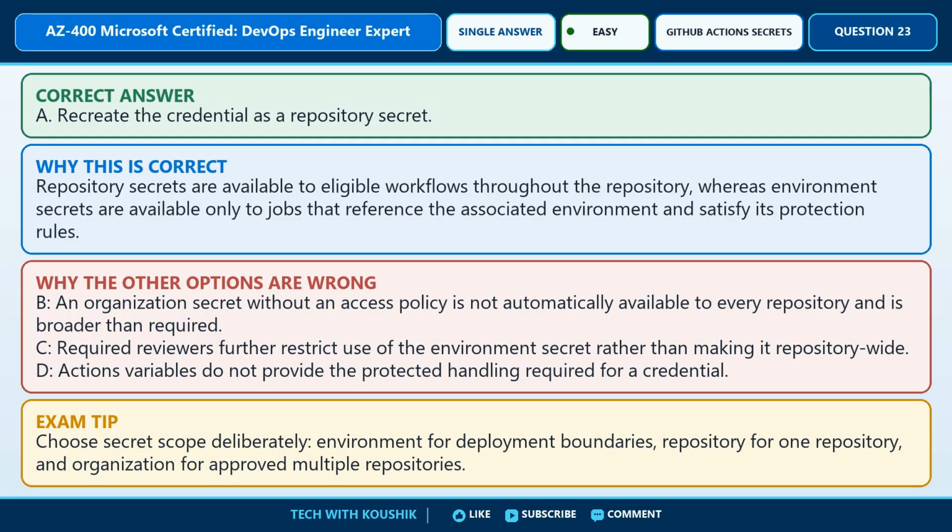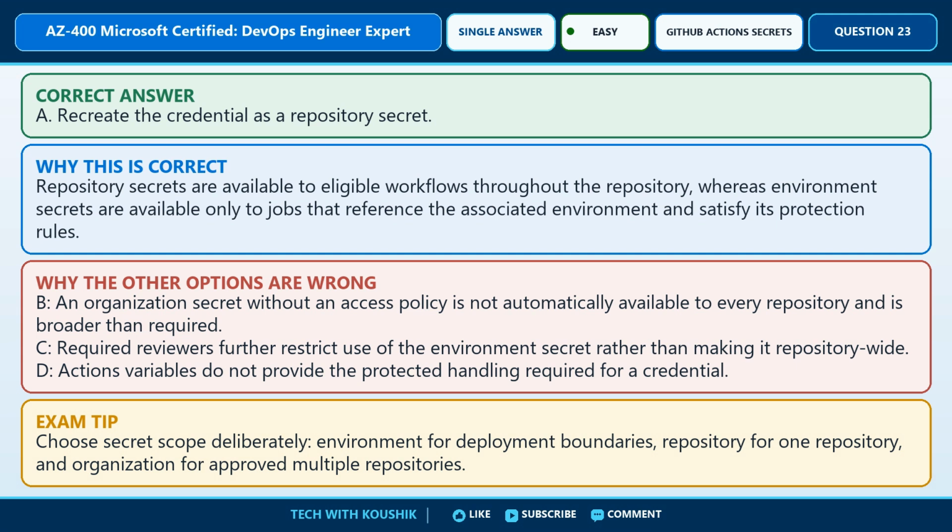The correct answer is Option A. Recreate the credential as a repository secret. Here's why. Repository secrets are available to eligible workflows throughout the repository, whereas environment secrets are available only to jobs that reference the associated environment and satisfy its protection rules.